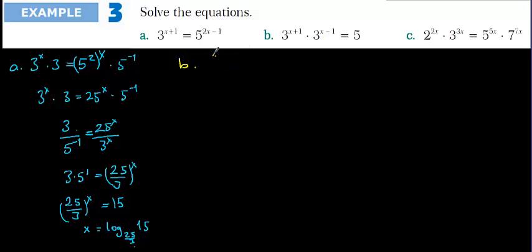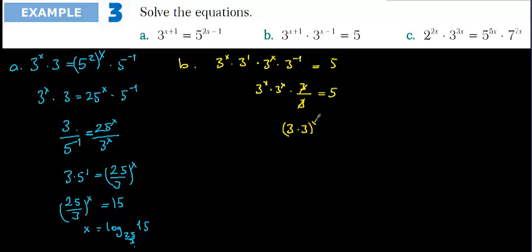3 to the power of x, I'm going to try to get rid of from 1 and minus 1. So 3 to the power of 1 times 3 to the power of x times 3 to the power of minus 1 is equal to 5. Then 3 to the power of x times 3 to the power of x is going to be equal to 5, because the 3 and the 1 over 3 are simplified. Then 9 to the power of x is equal to 5. We may write 9 to the power of x is equal to 5. Then x is equal to logarithm base 9, 5 it's going to be.